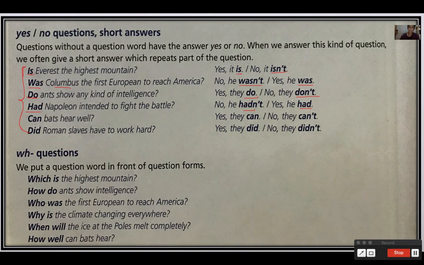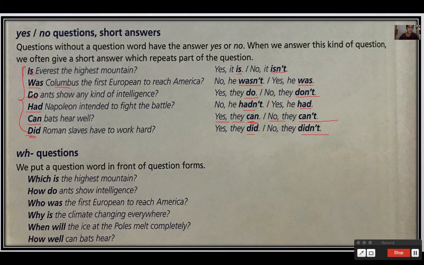Yes, he had. Can bats hear well? We are using can, so we have to answer with can. Yes, they can. That is the most important. No, they can't. Did Roman slaves have to work hard? We are using did, so we have to answer with did. Excellent. Yes, they did, or no, they didn't. Okay, do not forget that.